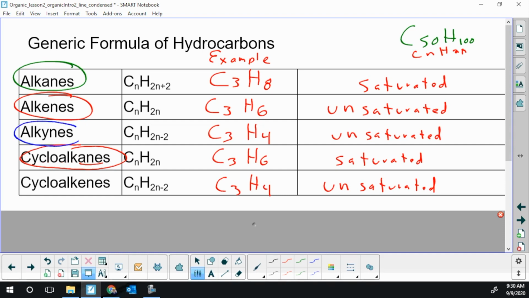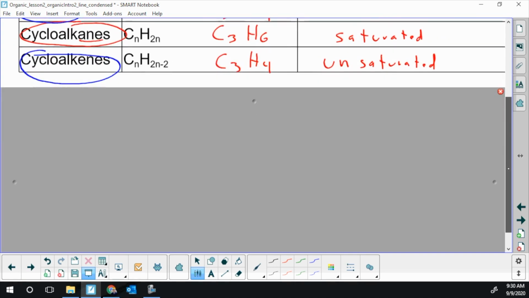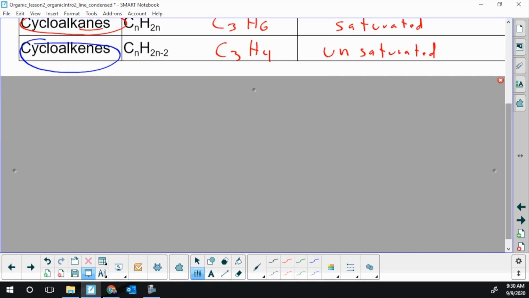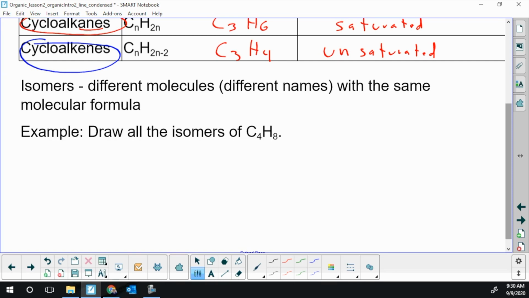Something with a triple bond has the same molecular formula as something that is a cyclo and has a double. So the triple bond or a ring with a double bond have the same formulas. Okay. And this leads into isomers. So I'm going to give you the definition, and then we're going to predict how many different ways a molecular formula can exist.